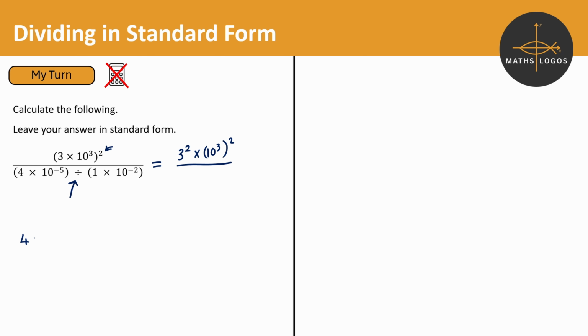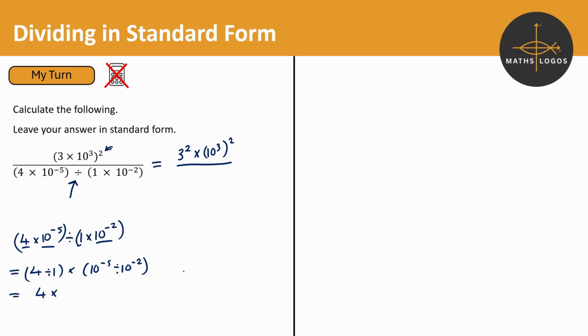So 4 multiplied by 10 to the negative 5, and we're dividing that by 1 multiplied by 10 to the negative 2. Pop some brackets around both of these. And we'll just do this calculation like we've been doing it for the whole lesson. I'm going to do 4 divided by 1, and I'm going to multiply that by 10 to the negative 5 divided by 10 to the negative 2. 4 divided by 1 is 4, and then I'll tidy up my tens.